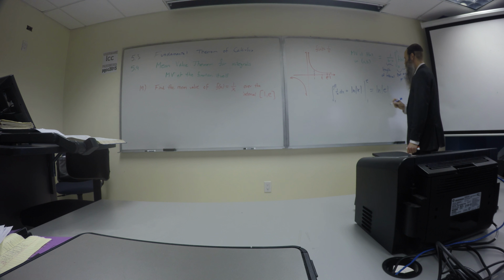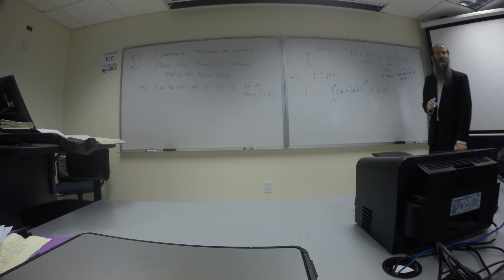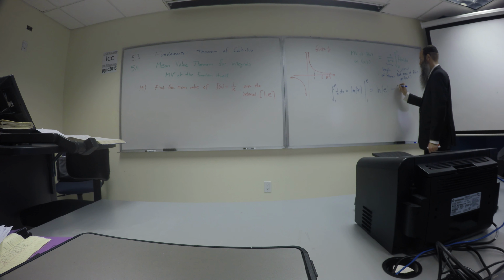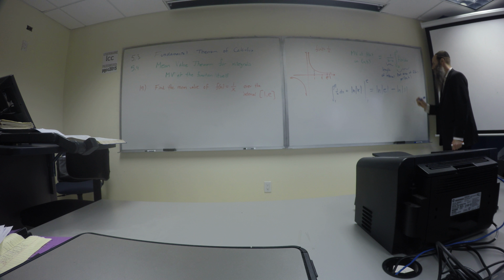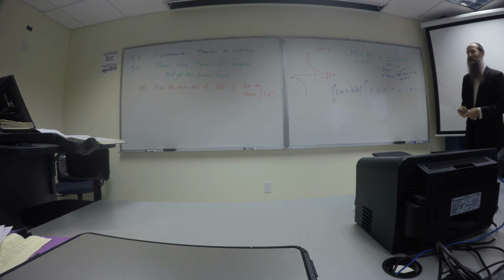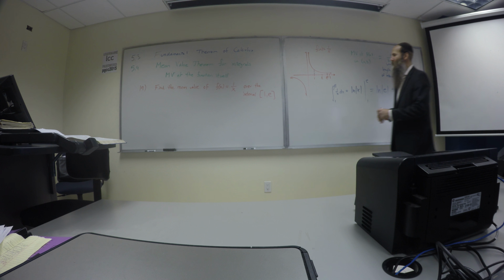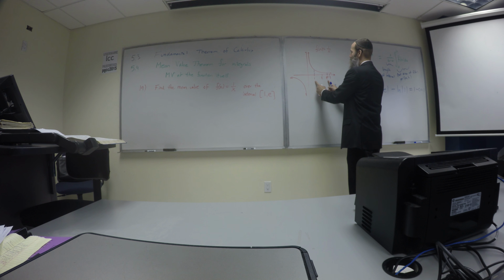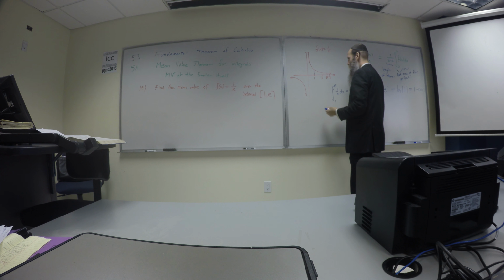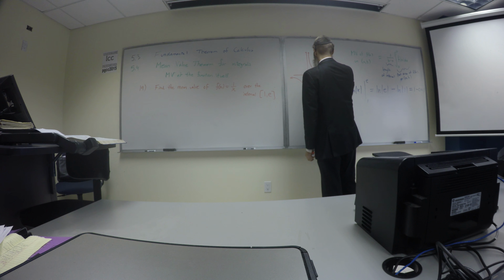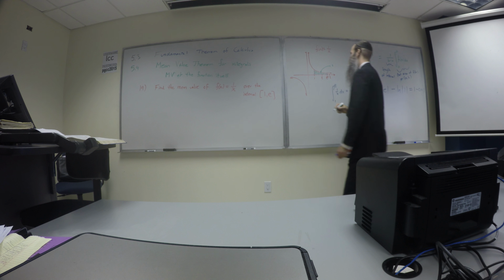The absolute value of e is e. ln of e is 1. ln of the absolute value of 1: the absolute value of 1 is 1, and ln of 1 is 0. So we get 1 minus 0, which is 1. It turns out the area between 1 and e underneath the 1 over x function is the number 1. It's unity.